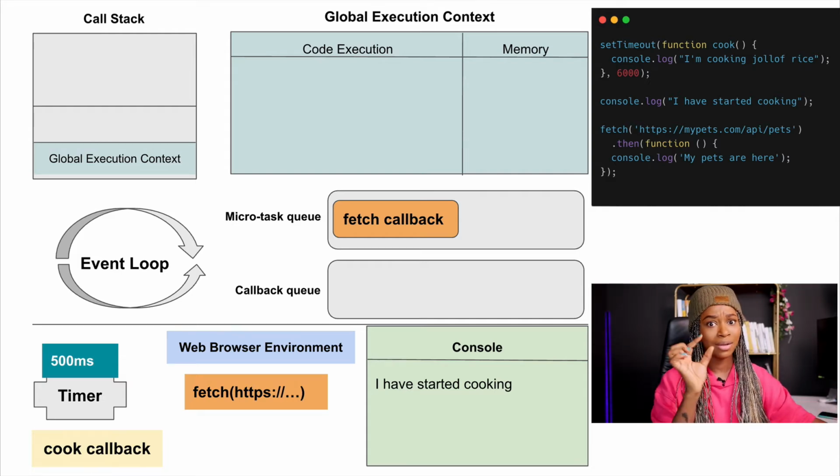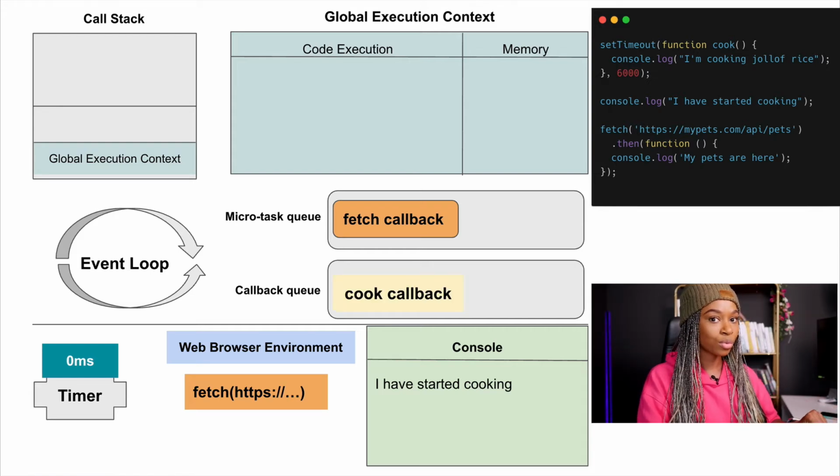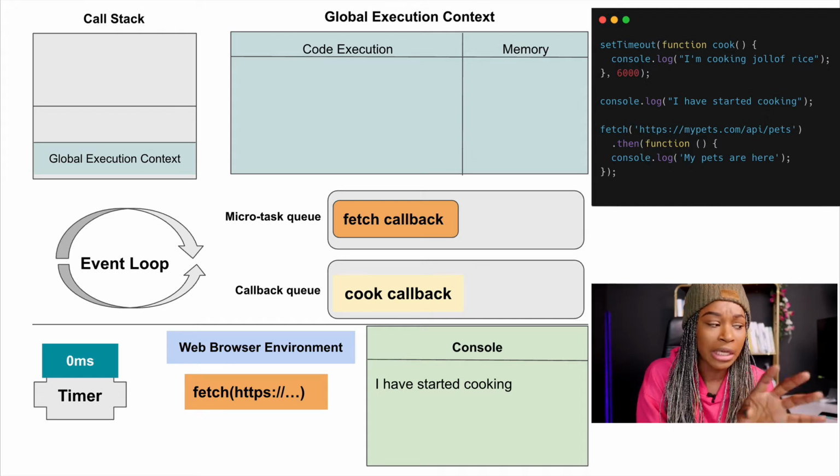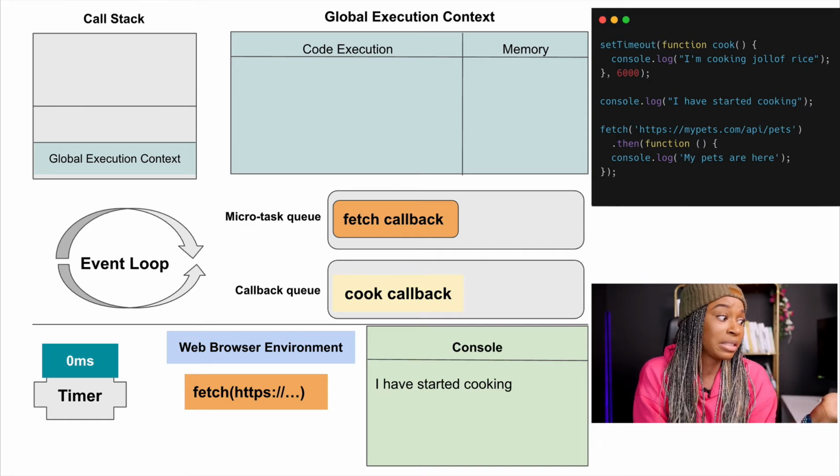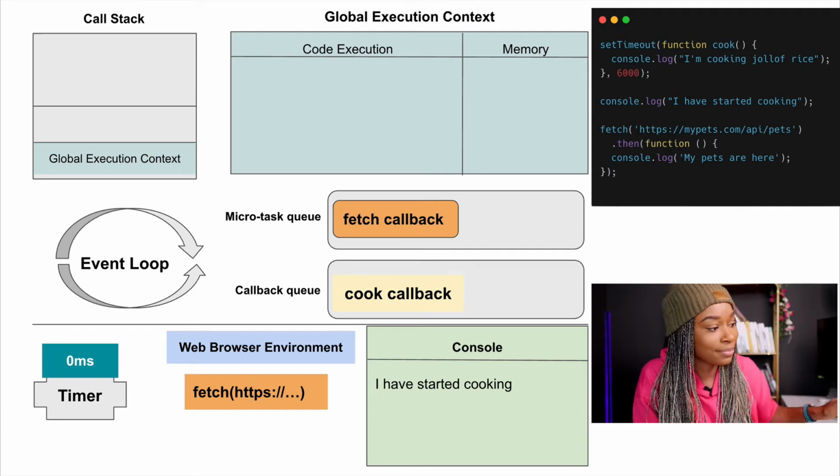The cook callback function is ready to be moved as well. Guess where it gets moved to? It gets moved to the callback queue. Now I know what you're thinking. What's going on here? Why are they added to different environments? They were both chilling in the web API environment. Why are they being separated?